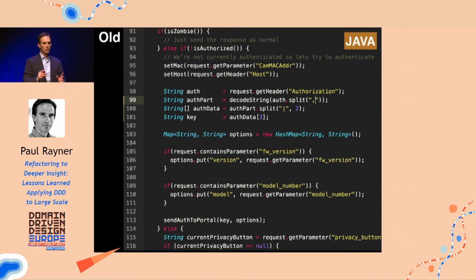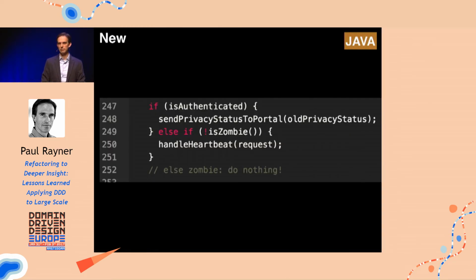And at this point, we still haven't deleted code in production. I want you to understand that. So the old Java code looked like this. I showed you that at the beginning. This is the new code. If it's authenticated, send the privacy status to the portal. Otherwise, if it's a zombie, handle the heartbeat. We've got a heartbeat, but it's not authenticated. Done.